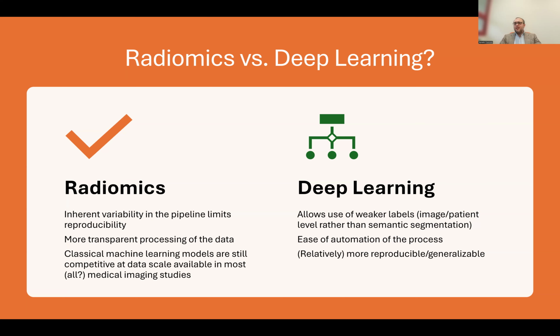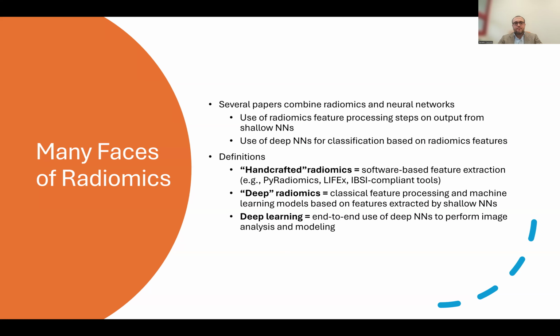On the other hand, deep learning does have some clear advantages over radiomics. It allows the use of weaker labels. For example, we do not need to provide accurate segmentations for the images if we have enough data. It automates large parts of the process of the radiomics pipeline, reducing variability and therefore also improving generalizability and reducing the need to rely on experts in the domain, which can also be costly, such as radiologists.